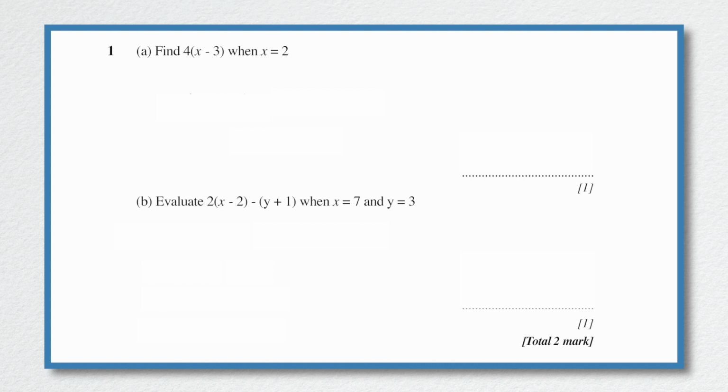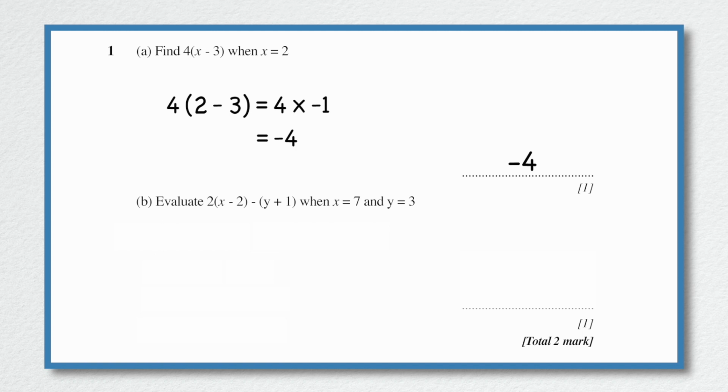So substituting x is equal to 2 into this expression, we have 4 open brackets 2 subtract 3 close brackets. So that's 2 subtract 3 all multiplied by 4. We do the brackets first of all. Remember BODMAS. 2 subtract 3 is equal to -1. That leaves us with 4 multiplied by -1. And that of course is equal to -4. 1 mark.